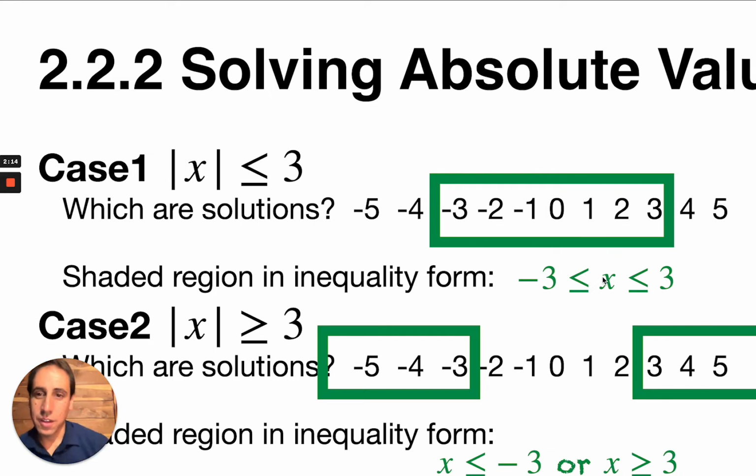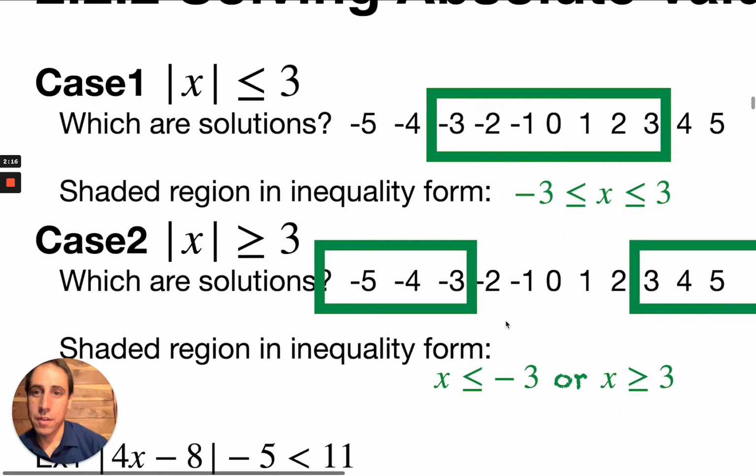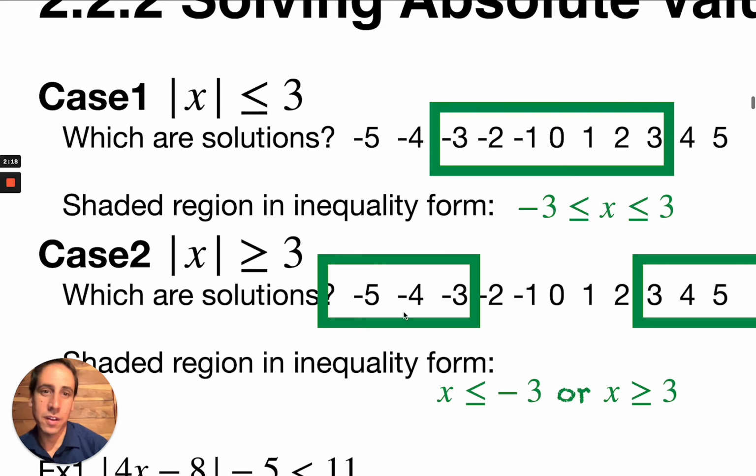Case 2 looks a little different. You just flip around the inequality, and all of a sudden you've got different numbers that are solutions. Negative 3, yes, it still works, but if you take the absolute value of negative 4, that's actually positive 4, and that didn't work before, but now it does. The absolute value of negative 4 is positive 4, and yes, it is greater than or equal to 3. Same thing with negative 5, and with positive 3, positive 4, positive 5. You take the absolute value of 5, and it is greater than or equal to 3.